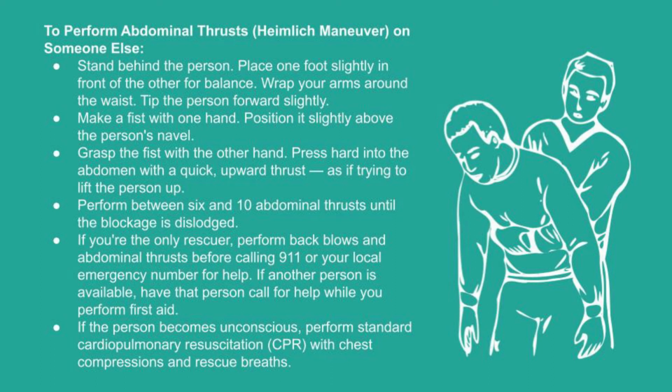Now, to perform these abdominal thrusts or the Heimlich maneuver on someone else, you need to stand behind the person and place one foot slightly in front of the other for balance. Wrap your arms around the waist, tip the person forward slightly, make a fist with one hand, and position it slightly above the other person's navel. Grasp the fist with the other hand and press hard into the abdomen with a quick upward thrust as if trying to lift the person up. Perform between 6 and 10 abdominal thrusts until the blockage is dislodged.